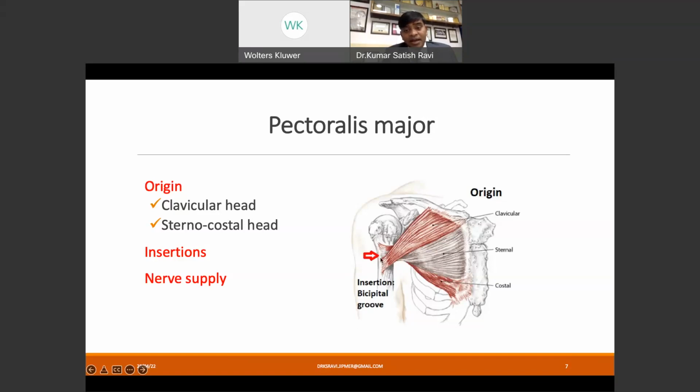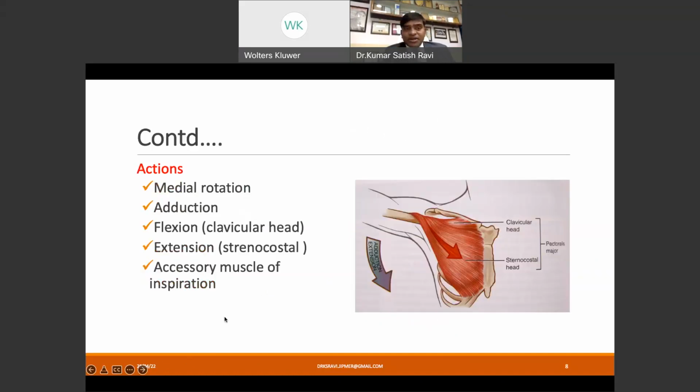On the lateral lip, you will find the insertion of the pectoralis major muscle, whereas on the medial lip, you will find the insertion of the teres major. And on the floor of the intertubercular sulcus, there will be insertion of the latissimus dorsi muscle. This muscle, the pectoralis major, is innervated by the lateral pectoral nerve and the medial pectoral nerve. The lateral pectoral nerve has root value C5, C6, C7, whereas the medial pectoral nerve has root value C8 and T1.